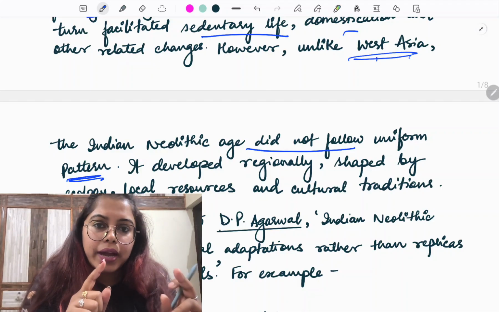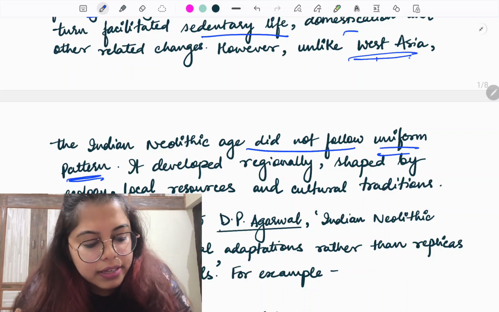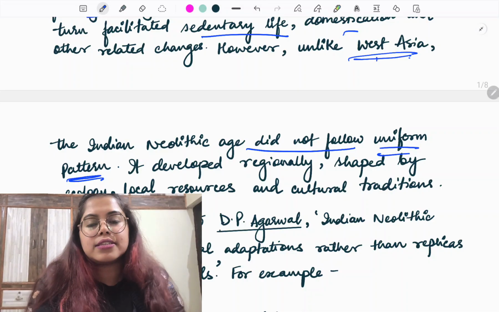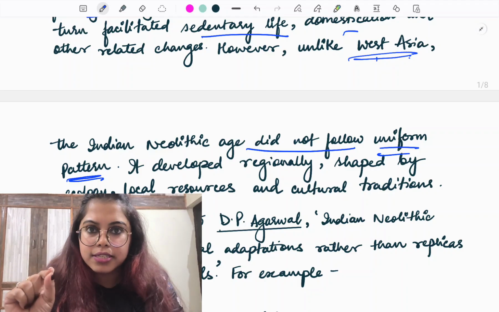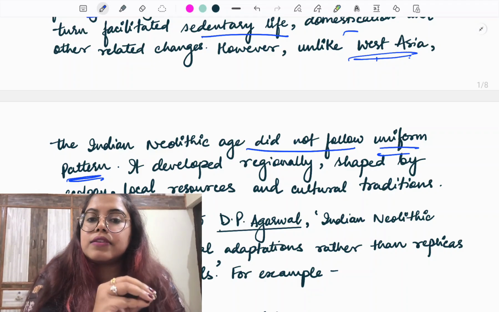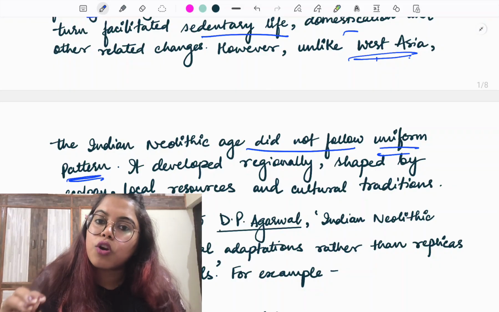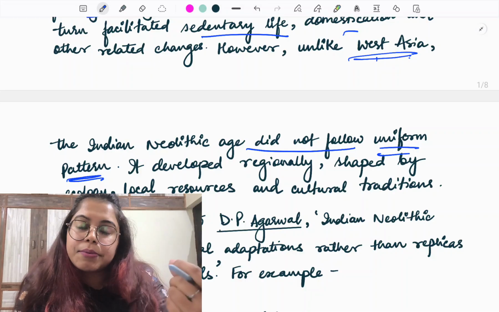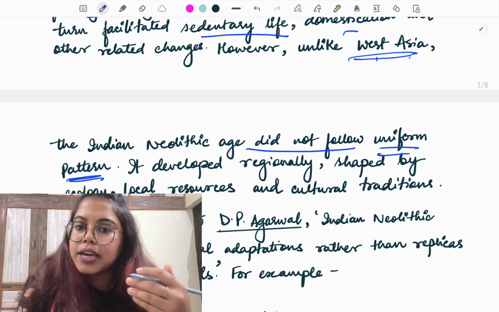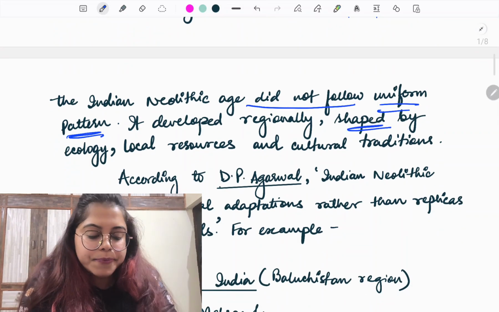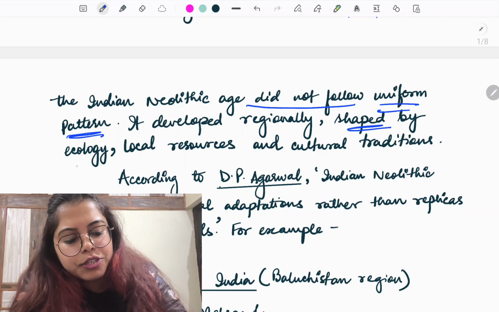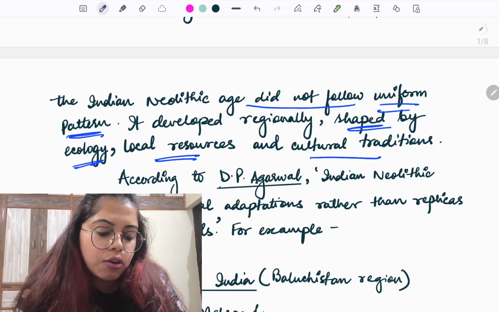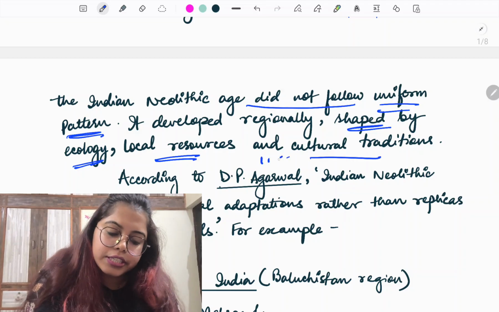But then why am I also saying that, unlike West Asia, it was not uniform? Because in this Fertile Crescent area, if we see the major Neolithic sites in the Fertile Crescent, they all follow common characteristics, unlike in India. Okay. So in the introduction we have also told the examiner that yes, we have this knowledge and we know what we are talking about. Next, why in India it was different: because it was shaped by ecology, local resources and cultural traditions, right?